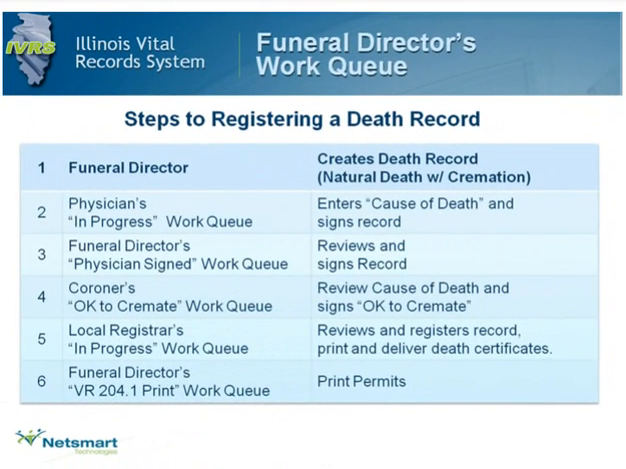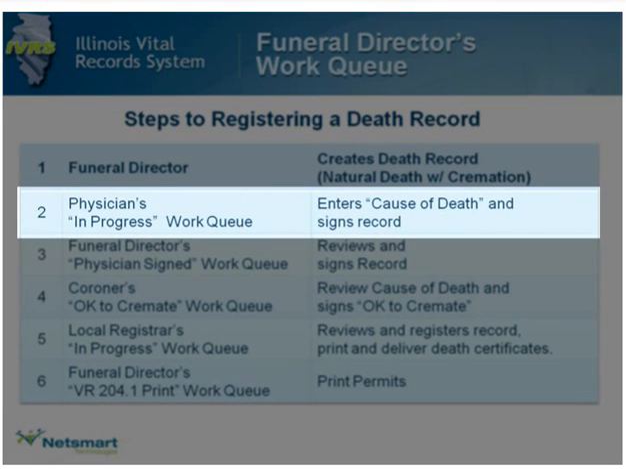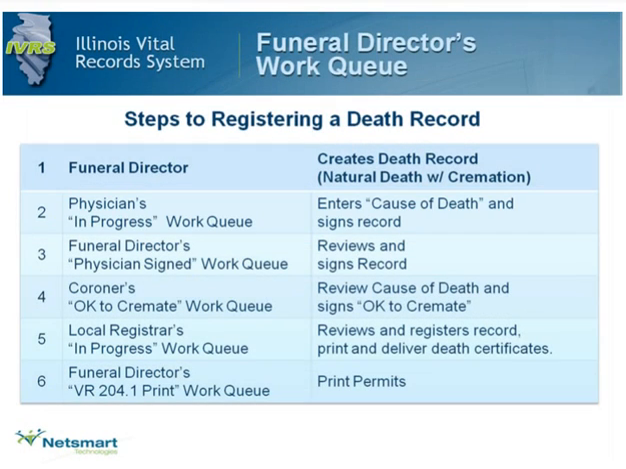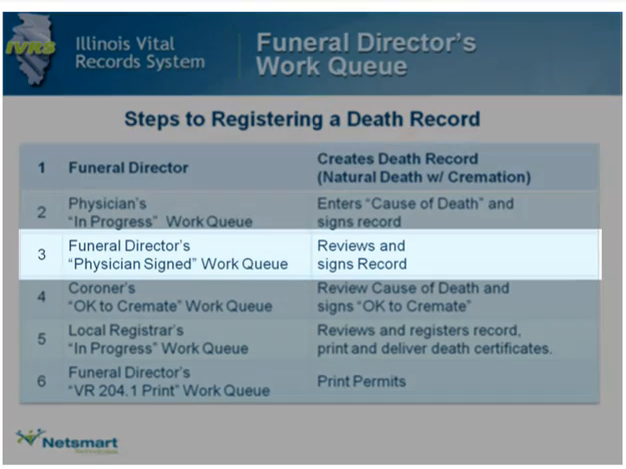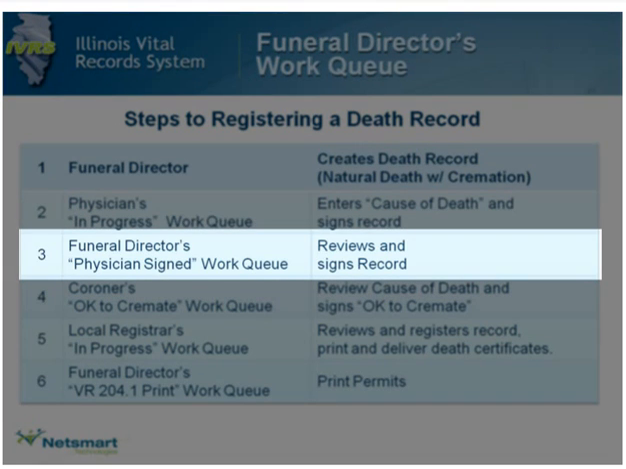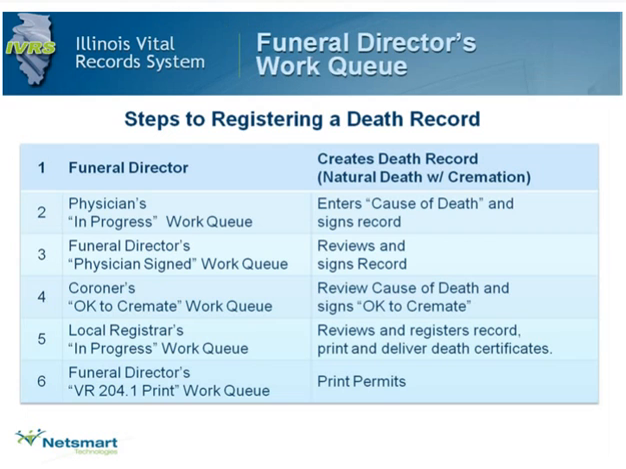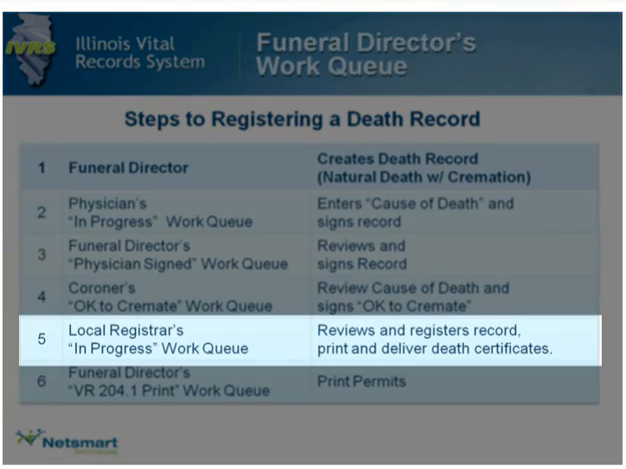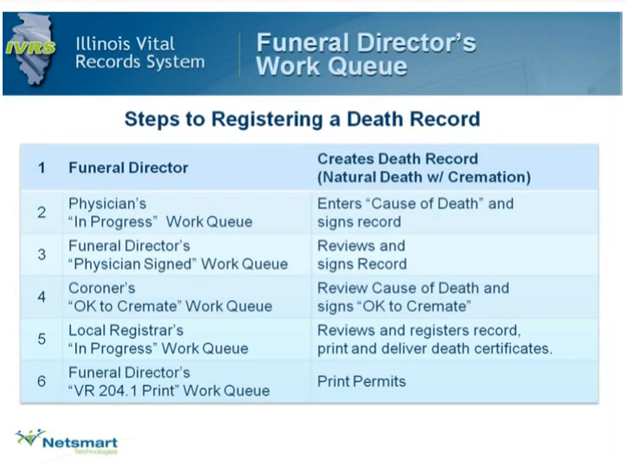Now that the record has been saved as complete, the death record will immediately be available in the certifier's work queue. Once they have completed their portion of the record, it will reappear directly in one of your IVRS work queues. Once the funeral director can determine that all fields, including the cause of death information, is complete, they can then sign the record and forward it to the local registrar for processing. This will be covered in more detail in the work queue training in the next module.